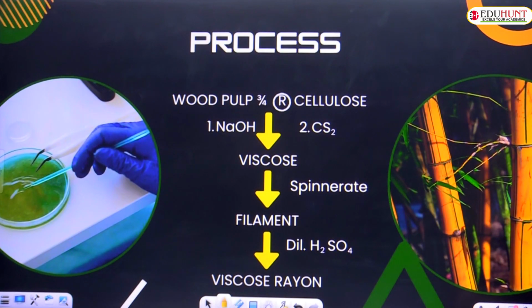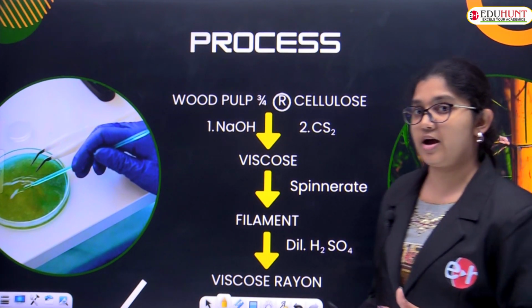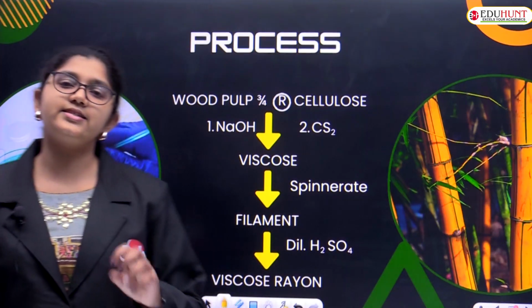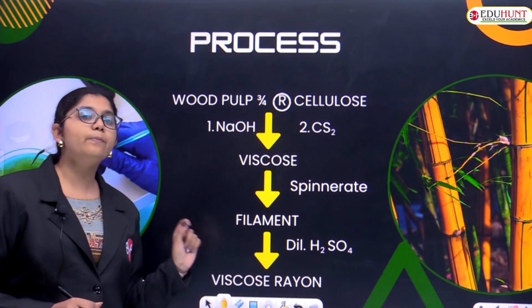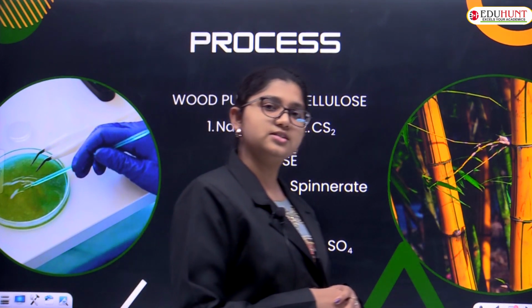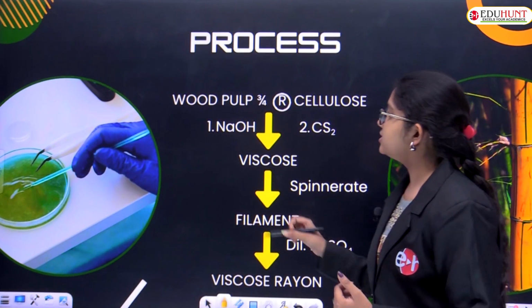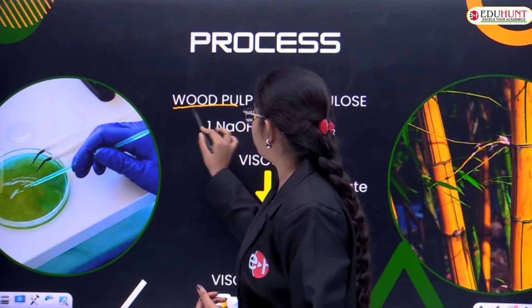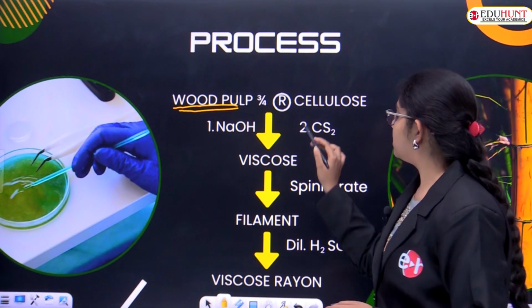Next one is the process, how it is manufactured industrially. I told you, it is chemically treated wood pulp. And how is it processed in industries? We'll see how it is processed now. See, they are taking the wood pulp, which is nothing but cellulose.